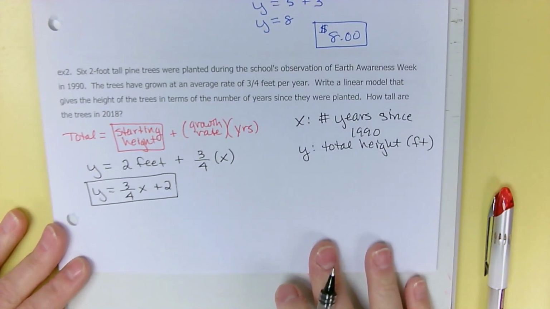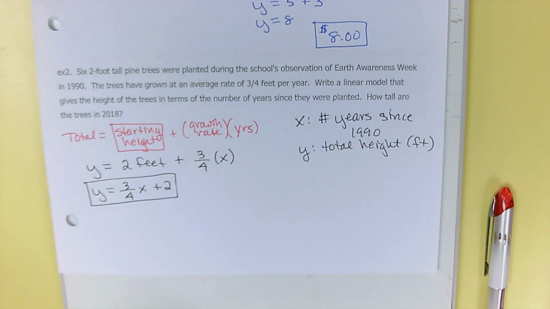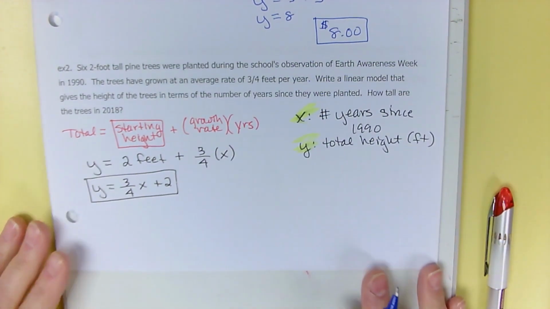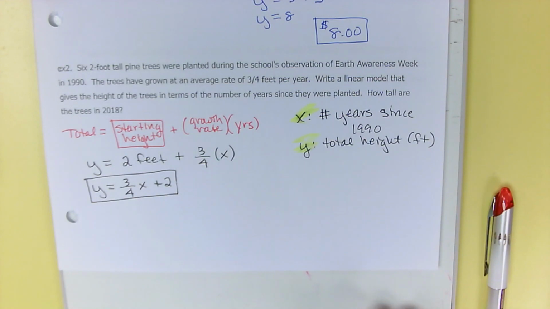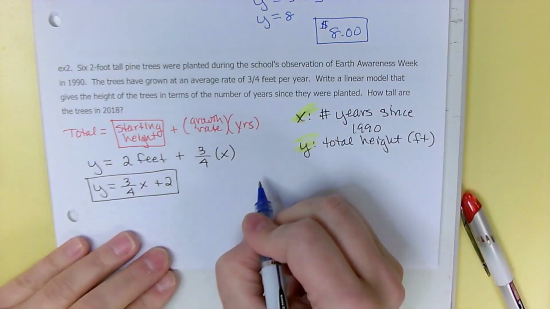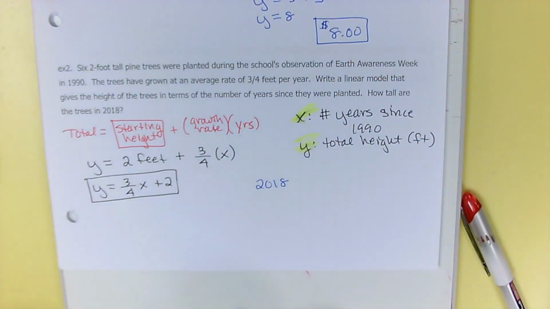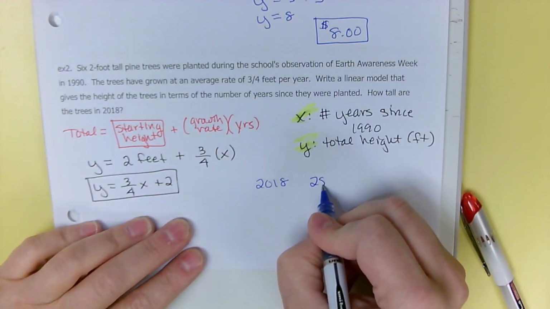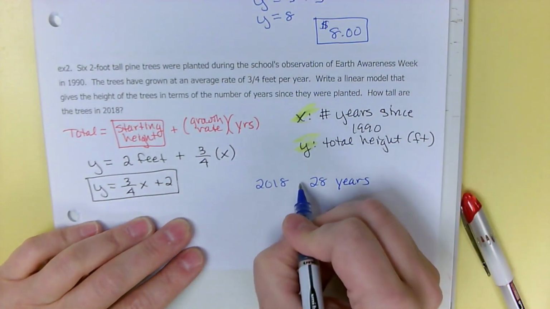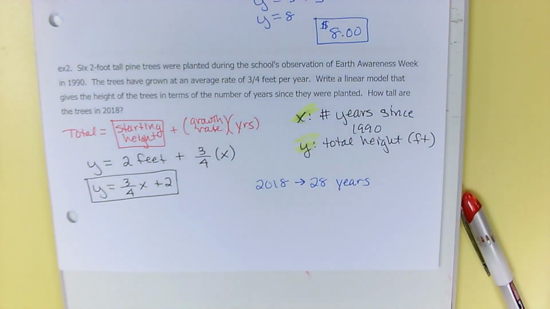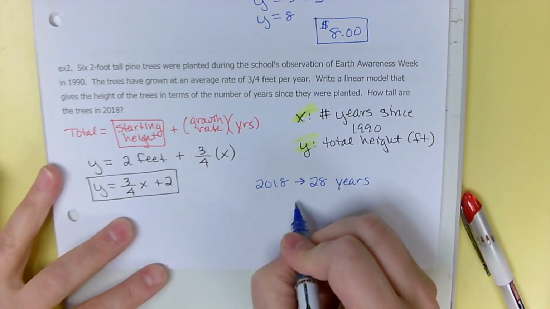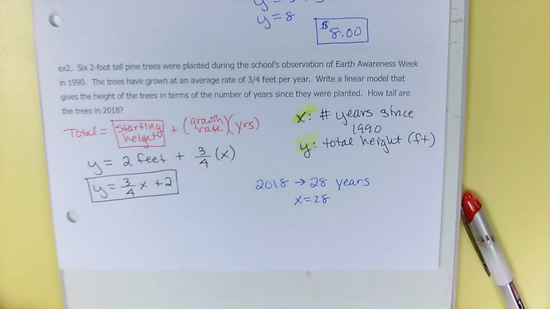That is our equation. So we have our equation, we've defined our variables, now we're going to use it. So the question is, how tall were the trees in 2018? Okay, so 2018 from 1990 would be 28 years of growth since 1990. So that's what I'm going to substitute in, is X equals 28.